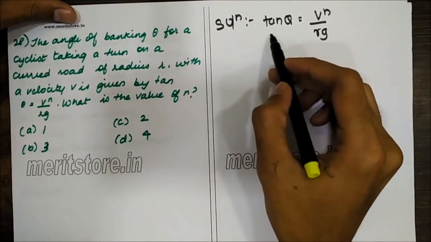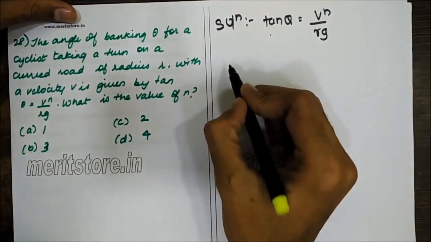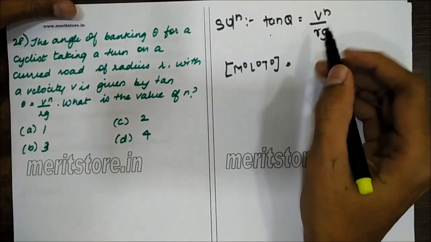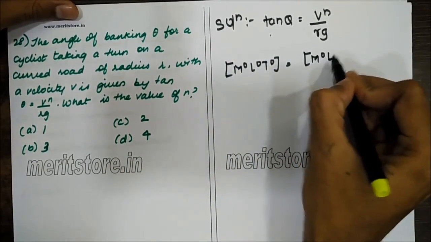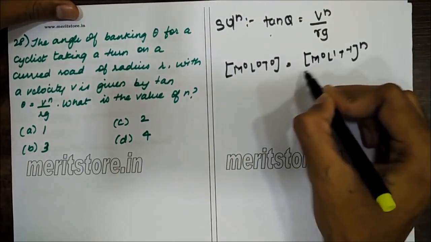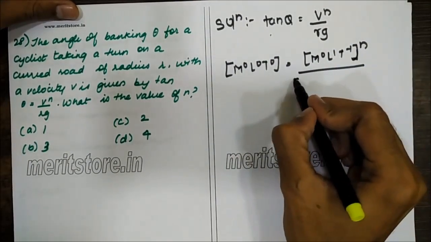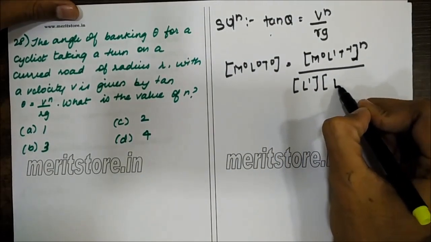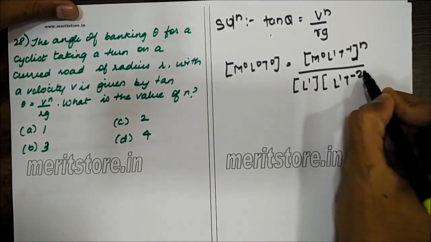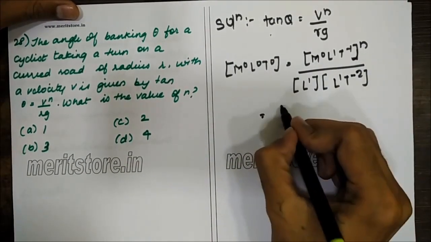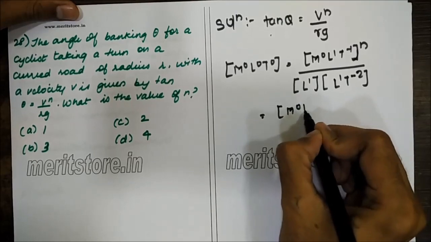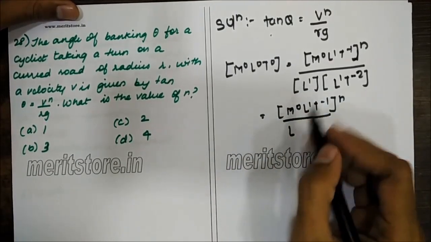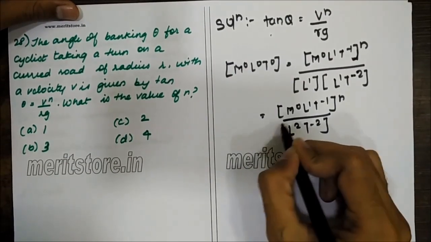We'll find the dimensions. As tan theta has no dimensions, it is represented by m0 l0 t raised to 0, and v is the velocity, dimension m0 l1 t raised to minus 1, the whole raised to n, upon r, which has only l1, and g, which has l1 t raised to minus 2. If we combine all this, we get m0 l1 t raised to minus 1 the whole raised to n upon l2 t raised to minus 2.